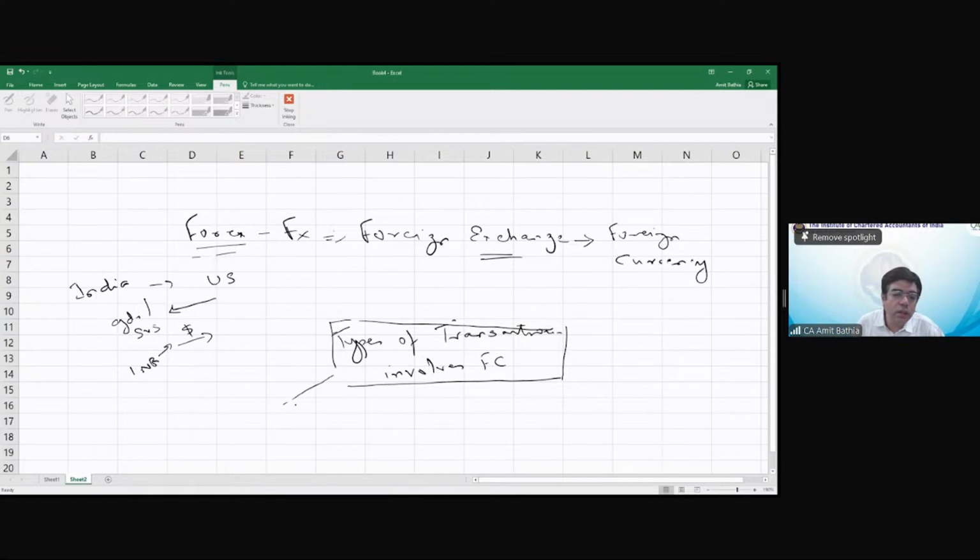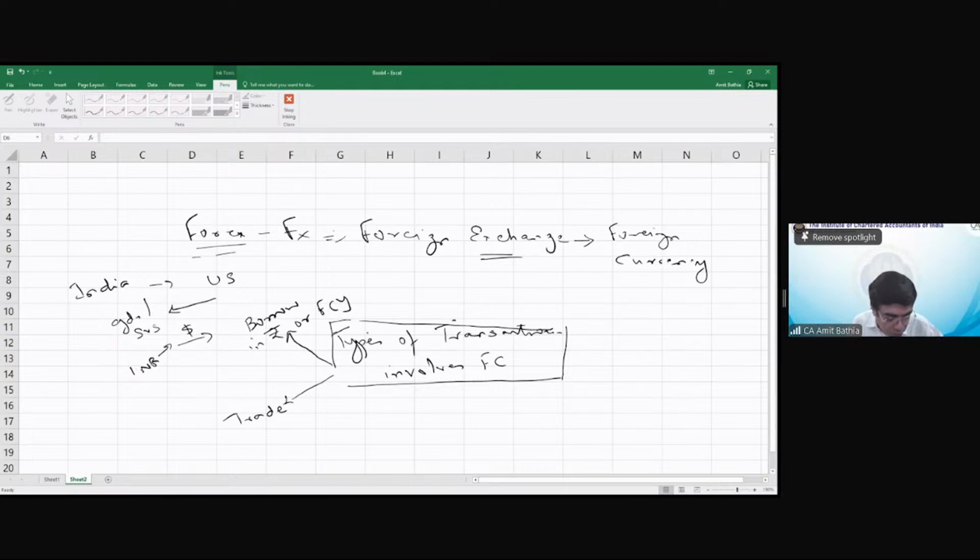First, obviously, we just spoke about it, trade, right? What else could be there? Do we borrow money from abroad? Yes, we have an option. So you can either borrow in INR, which is my local currency, or I can borrow in foreign currency.